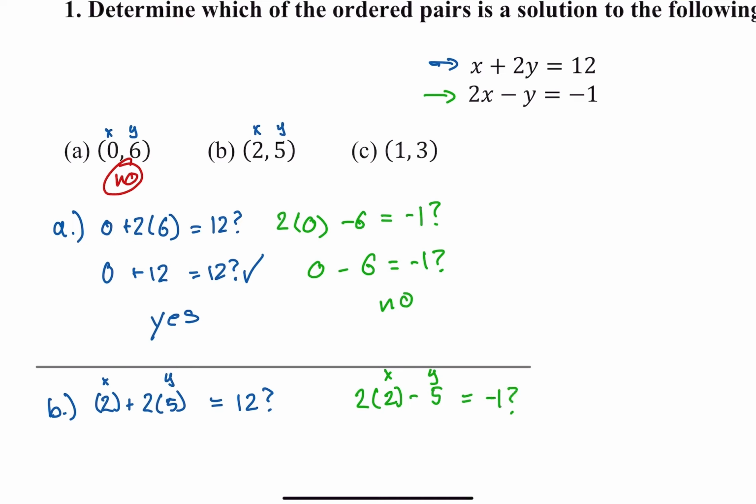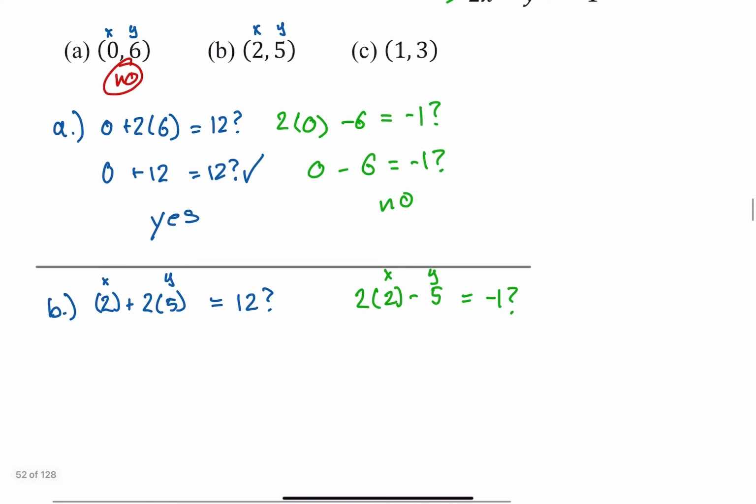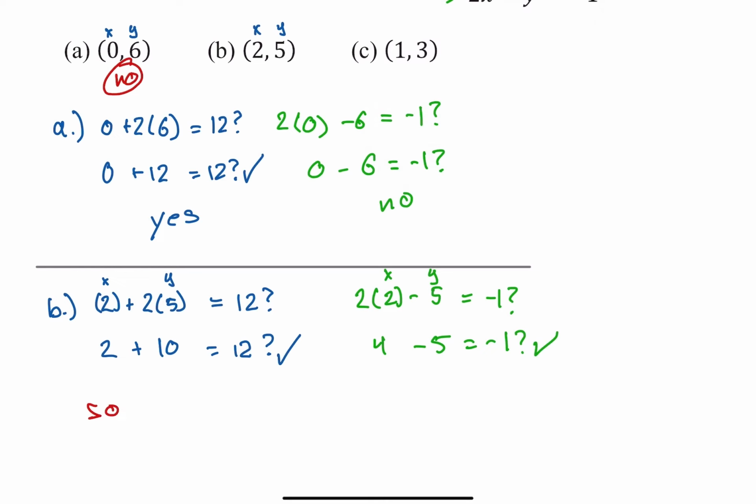Is everyone seeing what we're doing? Everyone okay? Awesome. All right, then simplifying, this is going to be 2 plus 10. Is that equal to 12? Well, yes, it is. And in this way, we have 4 minus 5. Is that equal to minus 1? Well, yes, it is. So the answer to B is yes. 2, 5 is a solution. Is that the only one? Well, we'd have to look at this a little bit more and maybe find all of the solutions. We'll do that on the next page.